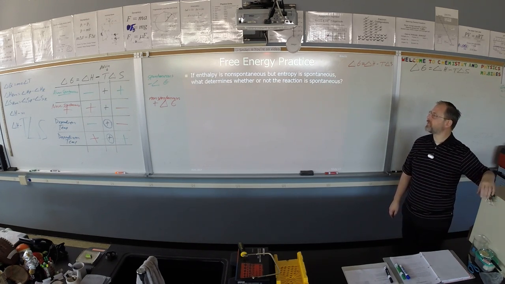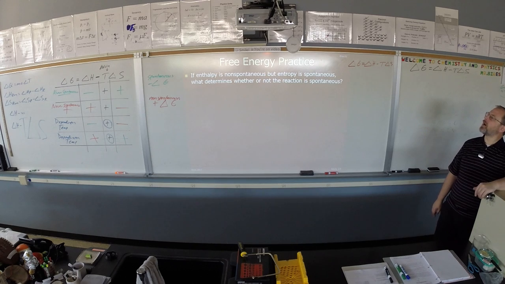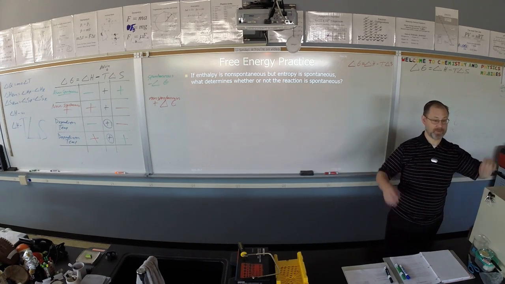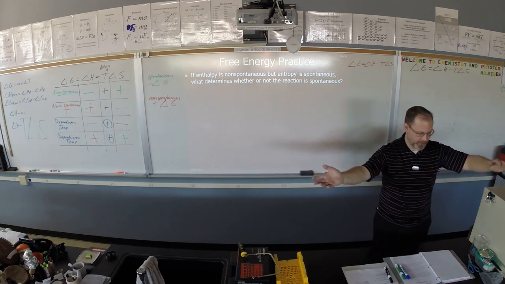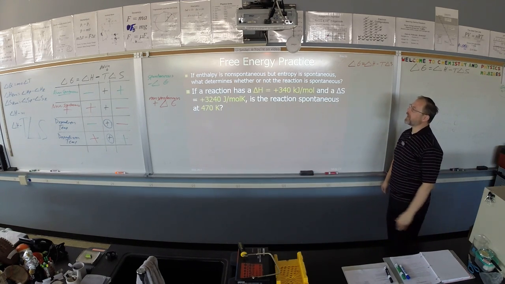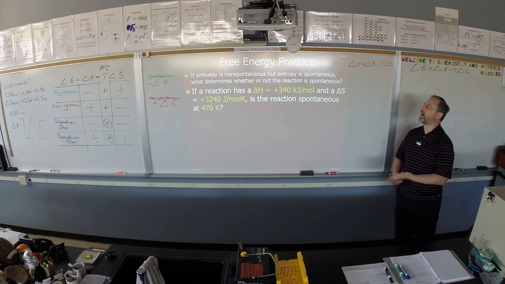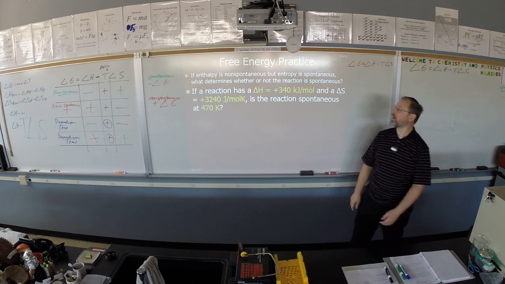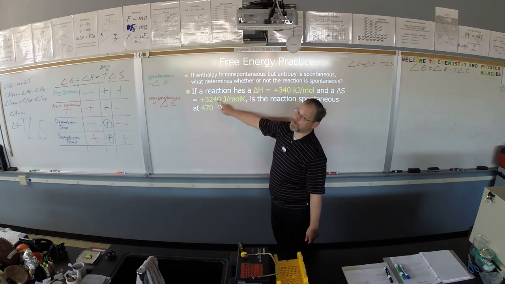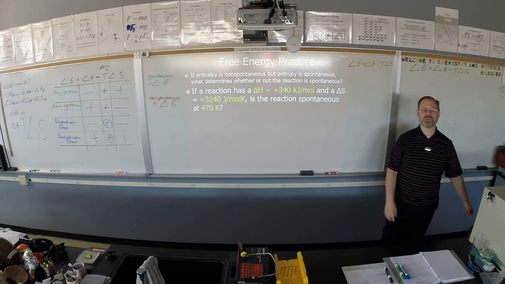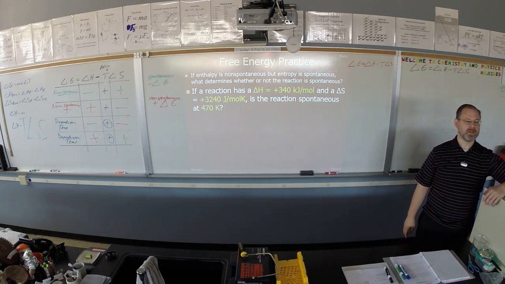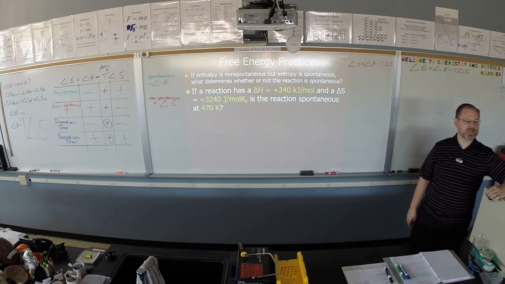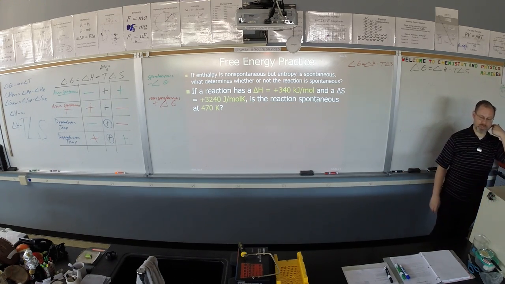Here we go. Very typical exercise. If enthalpy is non-spontaneous but entropy is spontaneous, what determines whether or not the reaction is spontaneous? Temperature. Good. So, moving on. If a reaction has a delta H of positive 340 kilojoules, non-spontaneous, and a delta S of 3240 joules per Kelvin, spontaneous, is the reaction spontaneous at 470 Kelvin? Write your Gibbs law, plug the numbers in, and is the reaction going to give you a negative delta G or a positive delta G? Do that now.